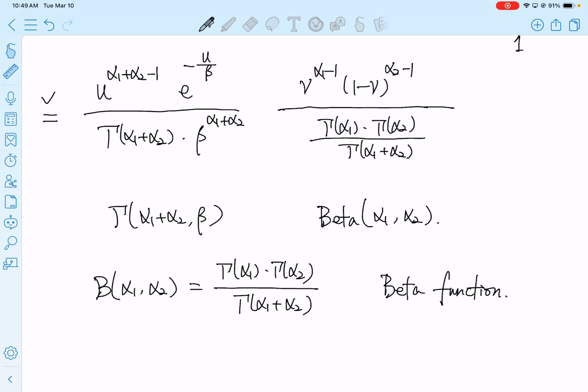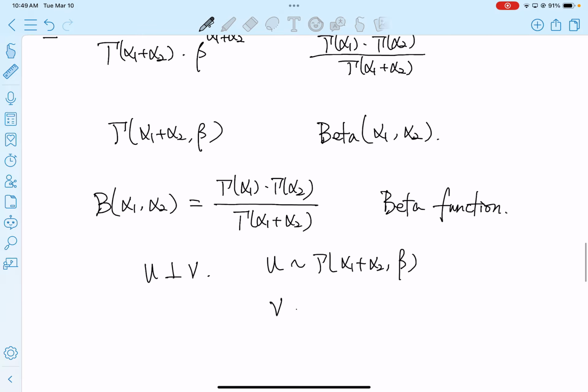And one more comment here. Here we can write as the product of the two density functions. So now my question is, what is the relationship of the u and the v for the new random variables? They're independent, right? We can write the joint in terms of the product of the two marginals. That means u is independent of v, such that u follows a gamma, alpha 1 plus alpha 2, beta, and v follows a beta distribution of alpha 1 and alpha 2. Okay, so this is something you can conclude.